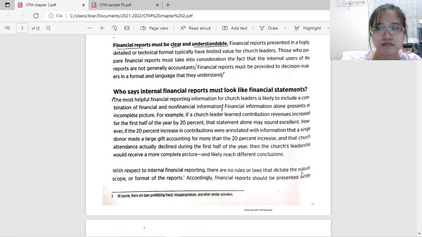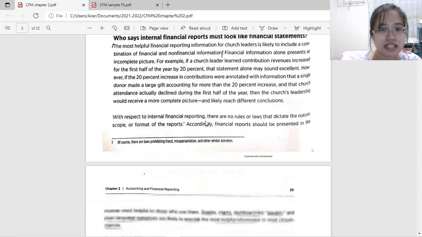Okay. Next, who says internal financial reports must look like financial statements? Internal financial reports, again, there are no rules. It would depend on the need of the decision makers. Okay, but there are instances that they may follow the format of financial statements, if that is what the decision makers need.